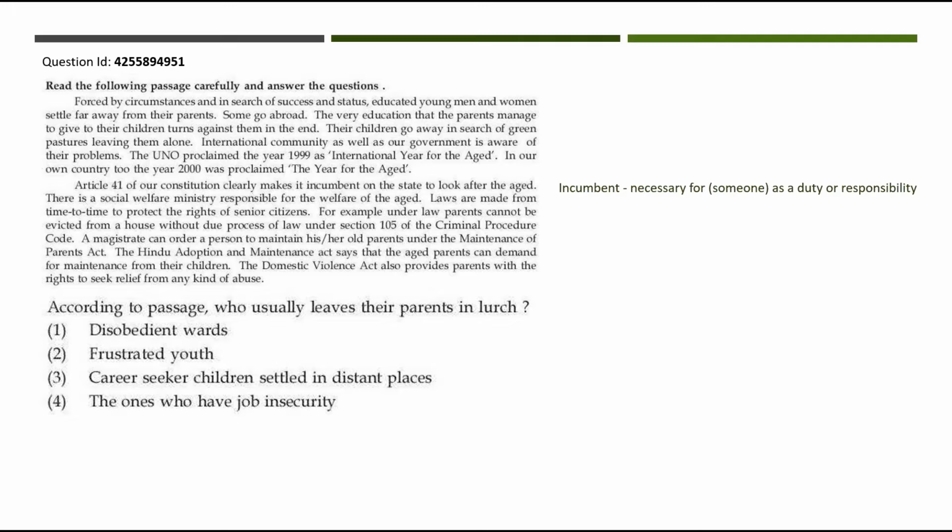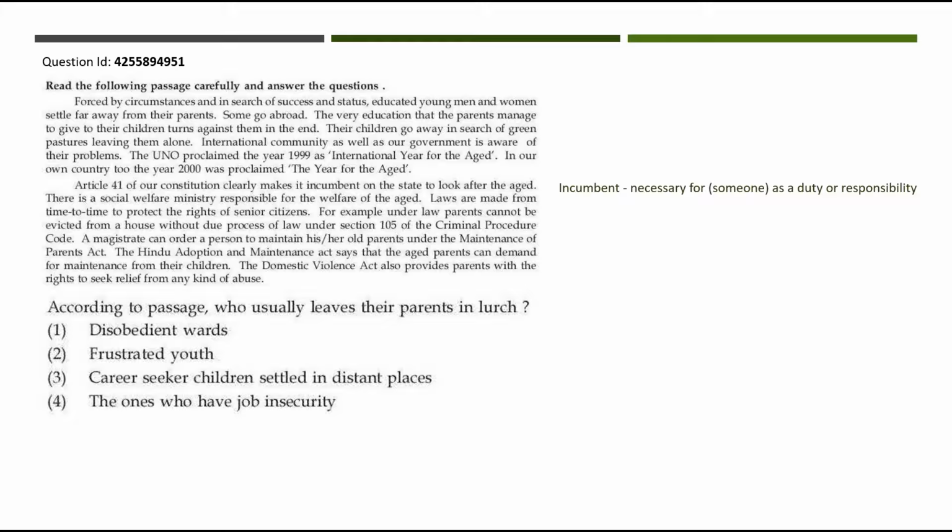Laws are made from time to time to protect the rights of senior citizens. For example, under law, parents cannot be evicted from a house without due process of law under section 105 of the Criminal Procedure Code. A magistrate can order a person to maintain his or her old parents under the Maintenance of Parents Act. The Hindu Adoption and Maintenance Act says that the aged parents can demand maintenance from their children. The Domestic Violence Act also provides parents with the rights to seek relief from any kind of abuse.